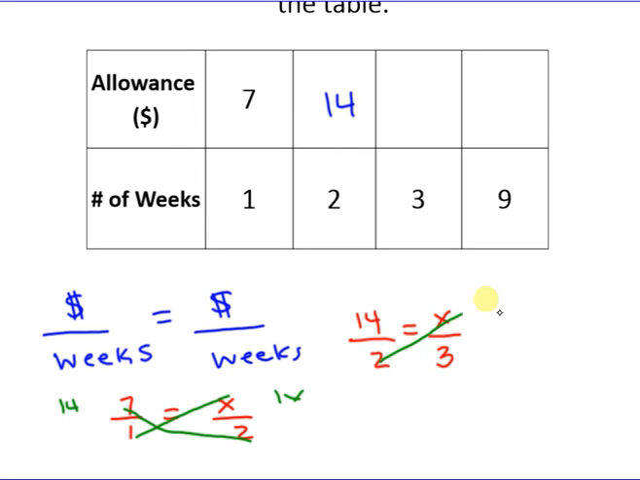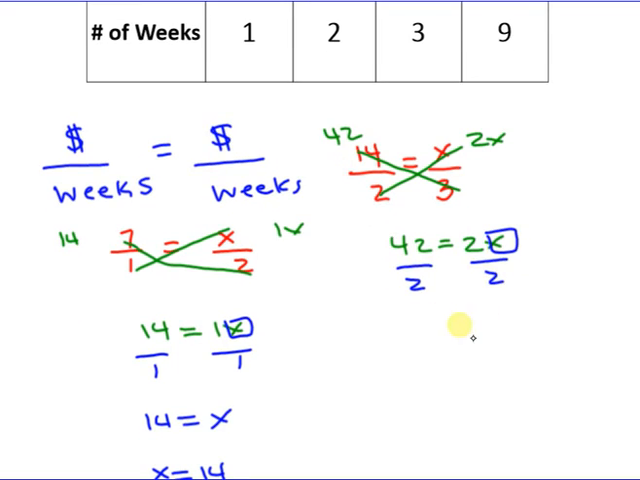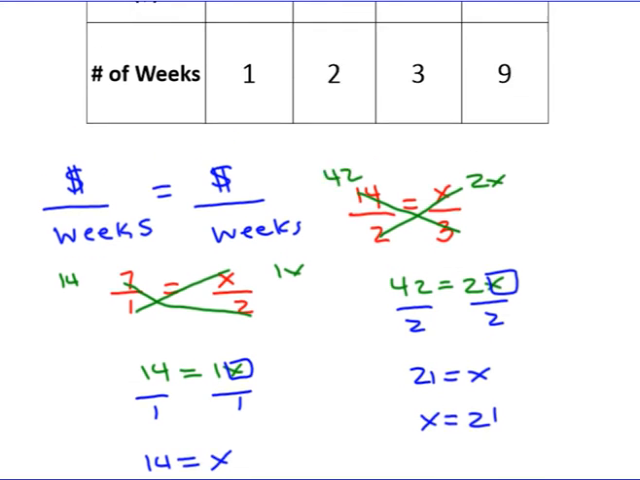So now 2 times x is 2x. 3 times 14 is 42. 42 equals 2x. Box the variable, divide by 2, divide by 2, 21 equals x, x equals 21.